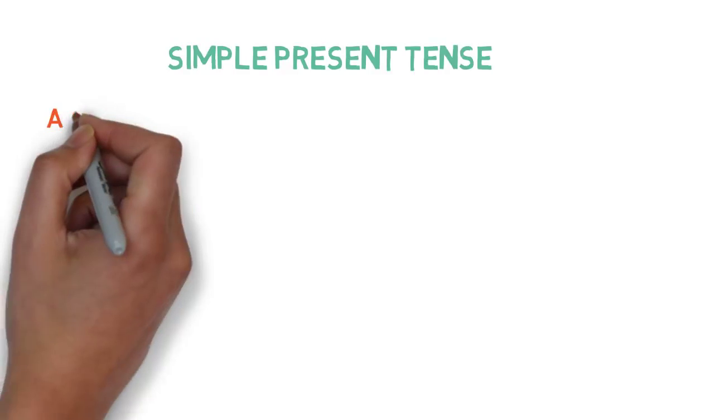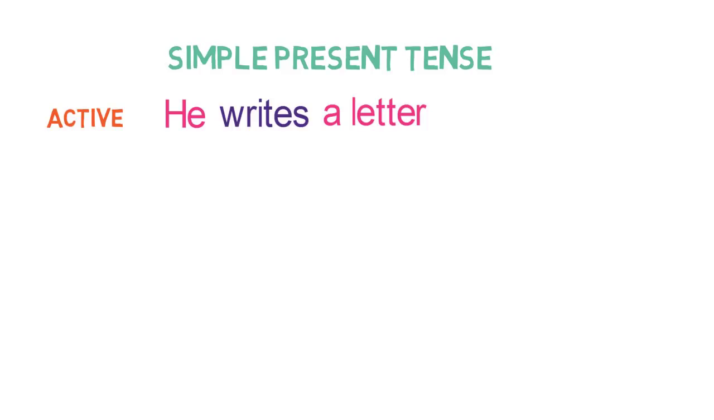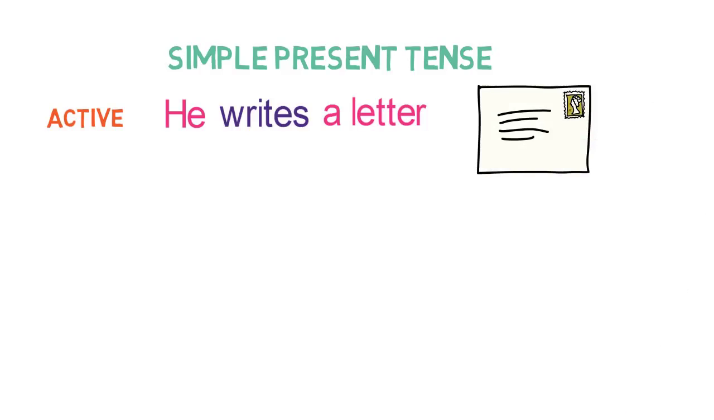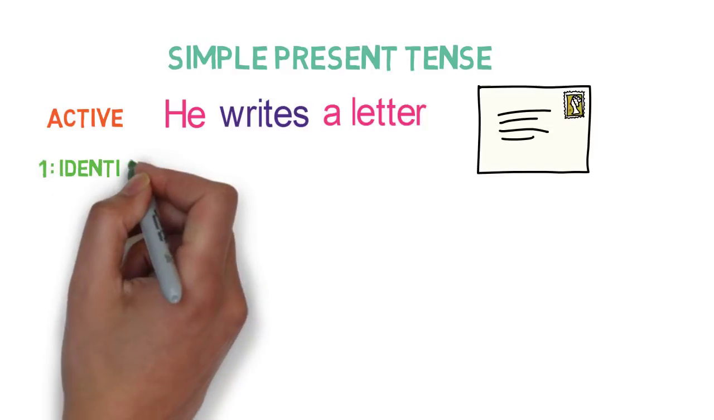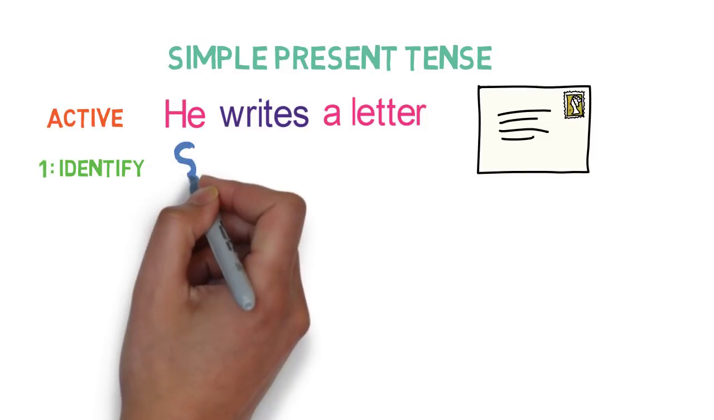Let's see. For simple present tense, the active sentence is: he writes a letter. Now, to convert it into passive, we will use the 5 steps we discussed previously. Step 1 is to identify subject, object and main verb in the sentence. Here, who is doing the action? It's he. So, it's a subject.